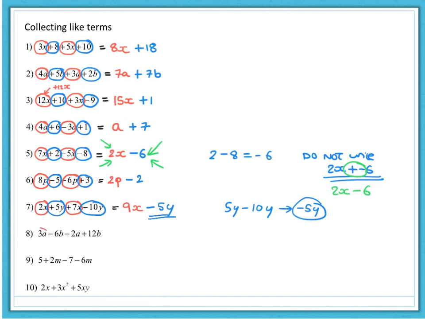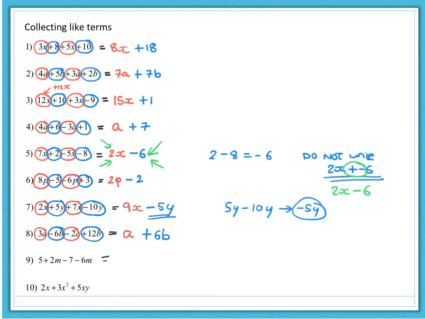Number 8, 3a and a 9 minus 2a, minus 6b and a plus 12b. Look at the red parts first of all. 3a minus 2a gives you one lot of a, or just a. Minus 6b plus a 12b, well, if you're on minus 6 and you add 12, you get all the way up to 6b.